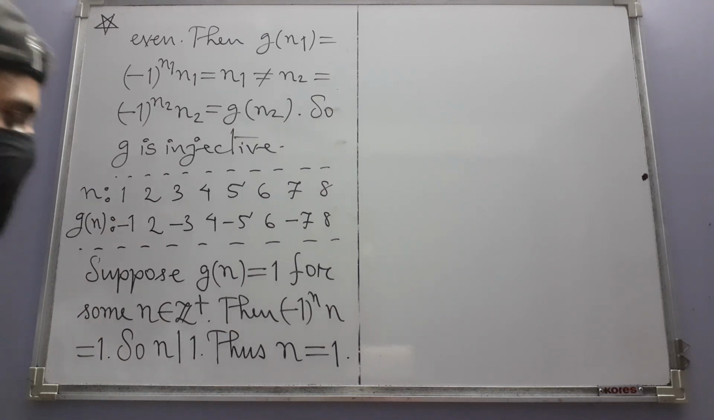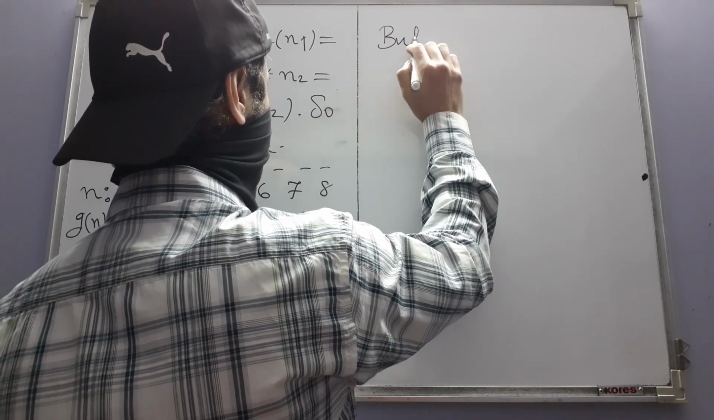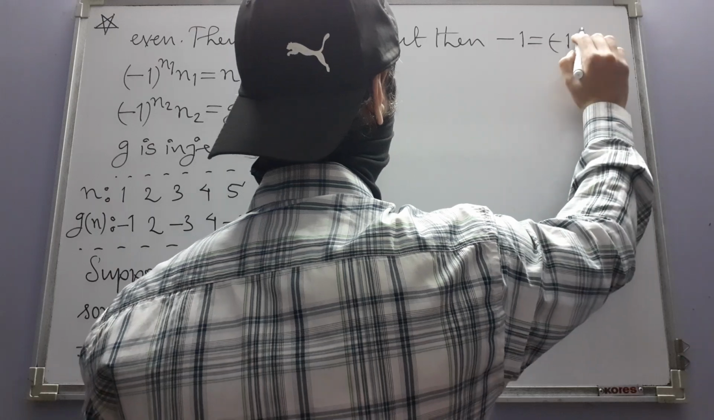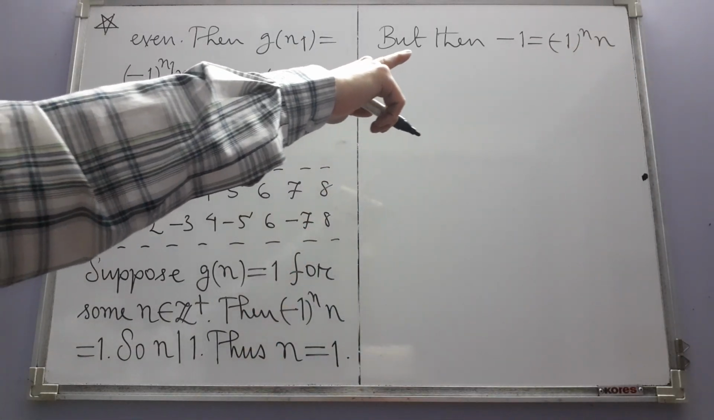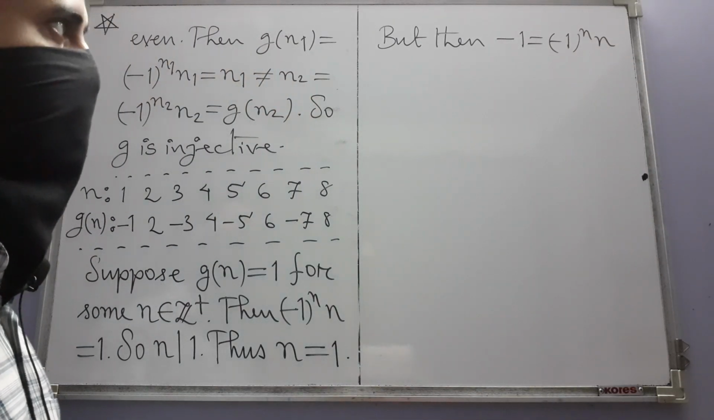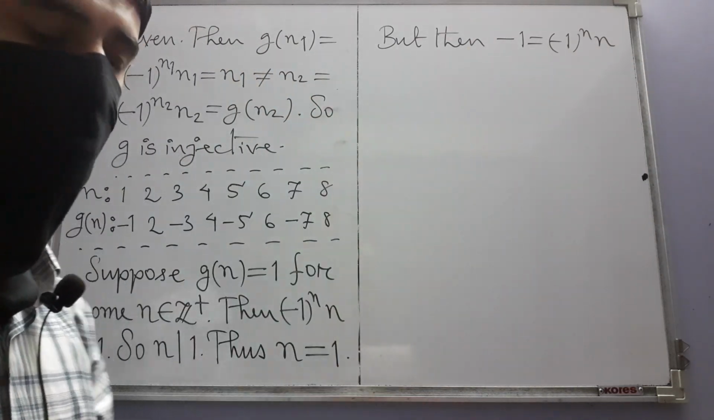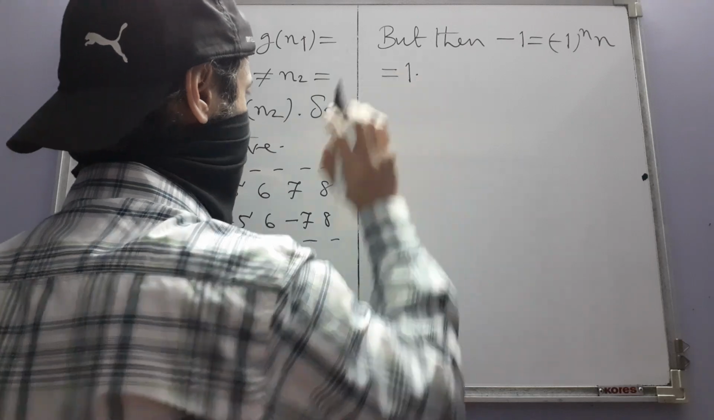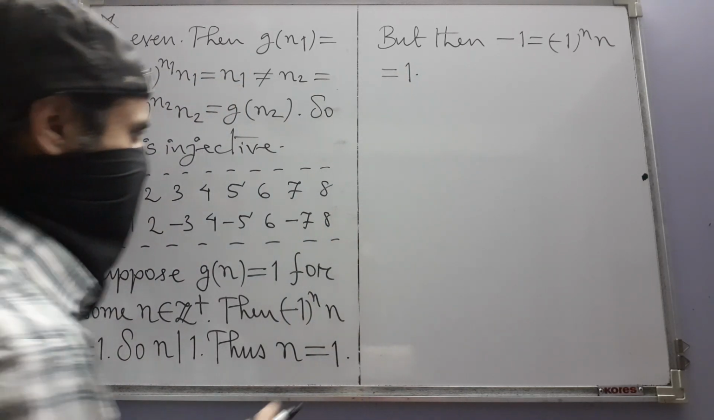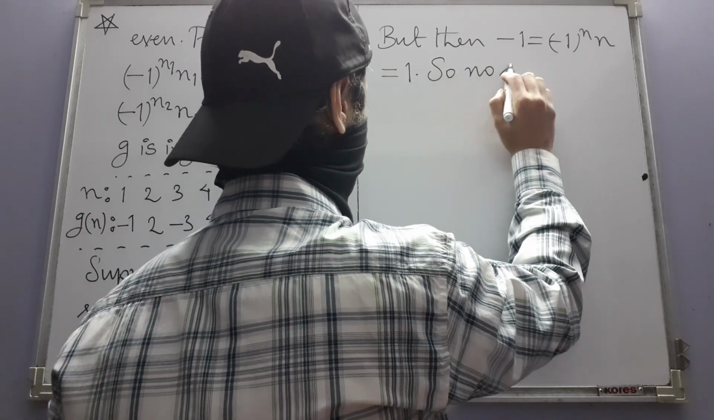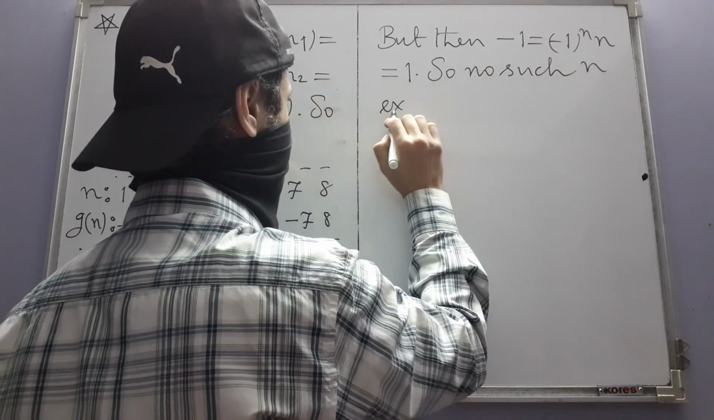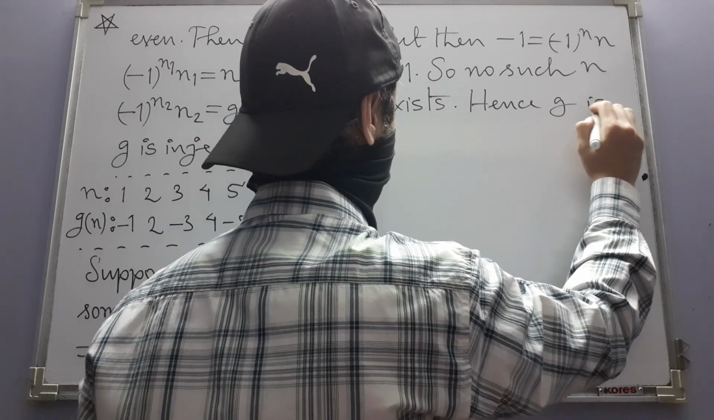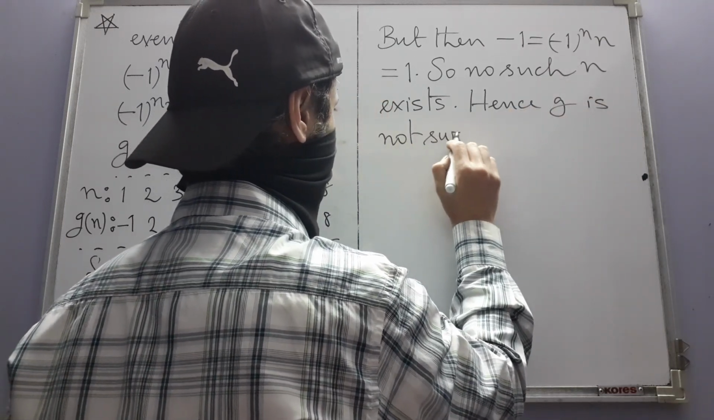Let's see what goes wrong if n is 1. But then, if n is 1, that n vanishes because it is 1. But this power of minus 1 is minus 1. So we get minus 1, and yet it is also simultaneously equal to 1. Okay, so this is our absurdity. So no such n exists. Hence, g is not surjective.